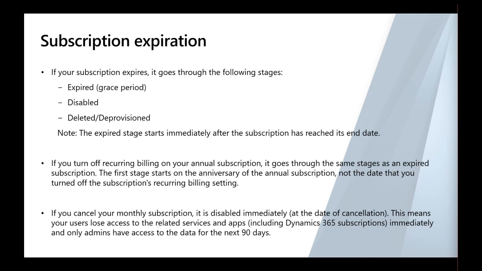There's no user access impact during this stage, and it allows the admins and licensing team time to acquire the necessary licensing. In the next stage, the subscription becomes disabled. While users can no longer access the data, admins have access to both the data and the admin center, although they can no longer assign licenses. This is the last step where the subscription is still recoverable. Once it reaches the last stage, deleted deprovision, the subscription is no longer recoverable.